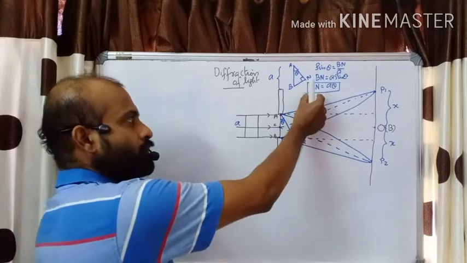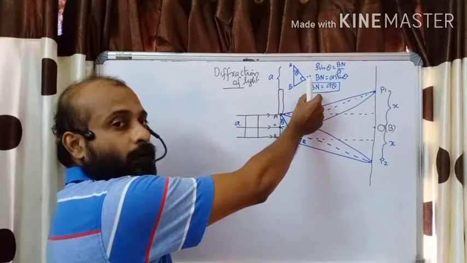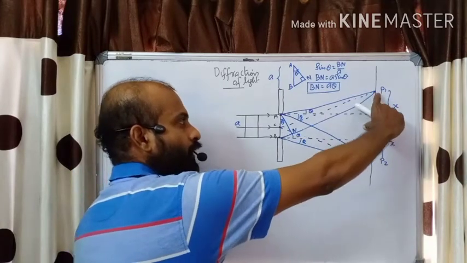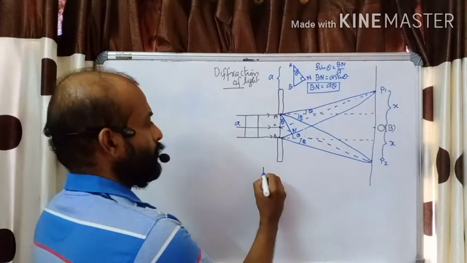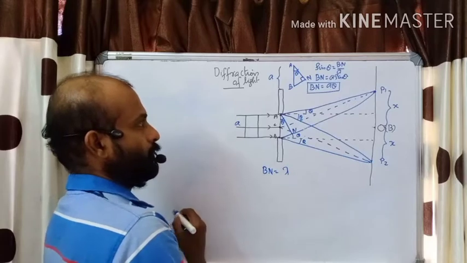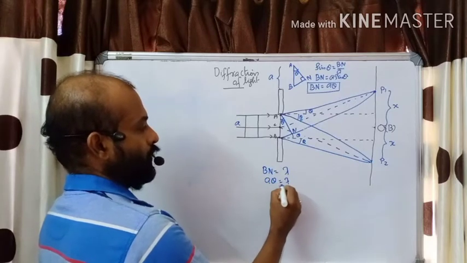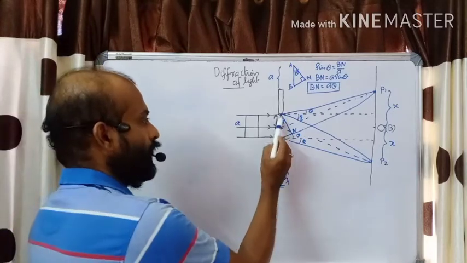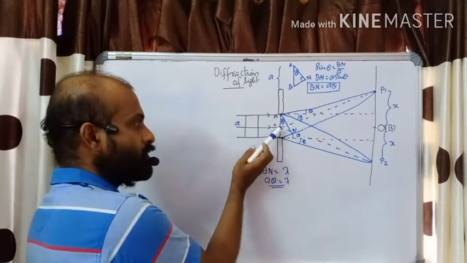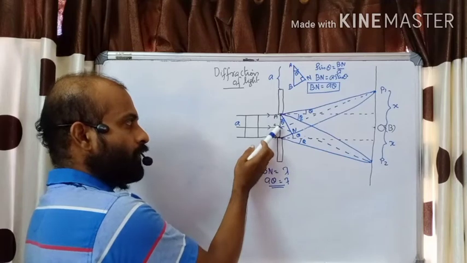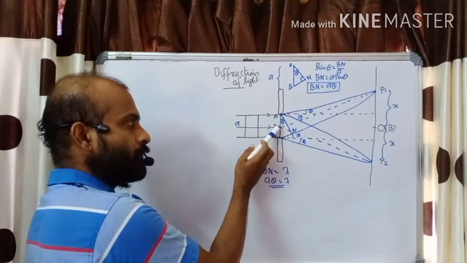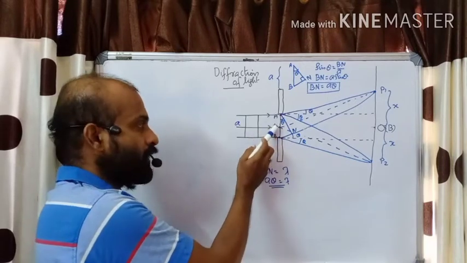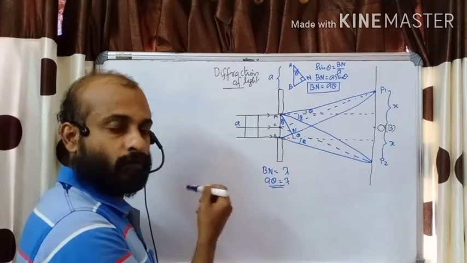Now let us choose that this path difference Bn be lambda. Here the path difference was 0. At the point P1, the next path difference we can take as lambda. So I choose the path difference Bn is equal to lambda, that is A theta is equal to lambda. This means that the path difference between wavelets from A and B is lambda. If you take the middle point between A and B, then the path difference between A and C, and B and C, will be half of that, lambda by 2.